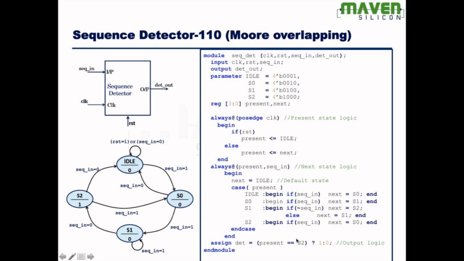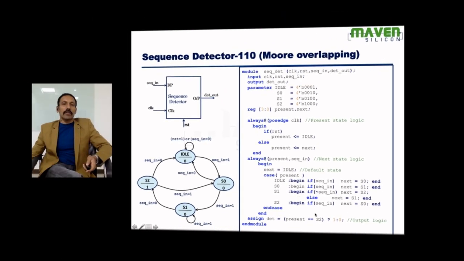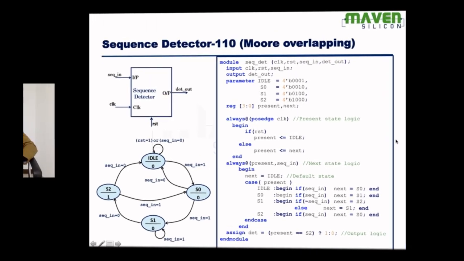And there is one more block called output logic. So here, the output is high only when the present state is S2. This is ternary operator. Present state is S2. When this is true, output should get 1, else output should get 0. This is how we define the output logic. This is how we create the FSM.